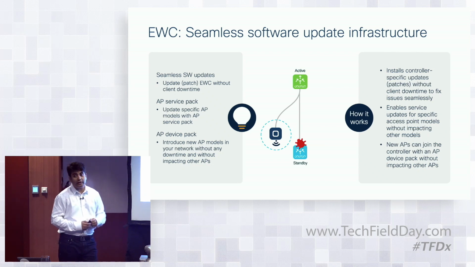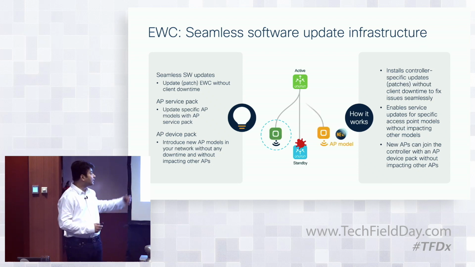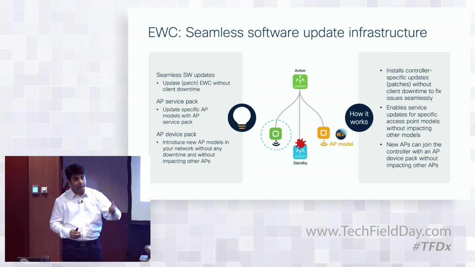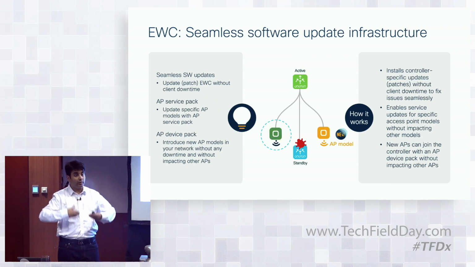But then what we have also done is, what if you want to make a new AP hardware join the controller? There is something called an AP device pack. Now let's take an example. We have 9120, which is running as an active controller. And we introduce a new AP, which is 9130, which is not supported in the software which the active is running. Now you have to upgrade the software to make the new AP model join.